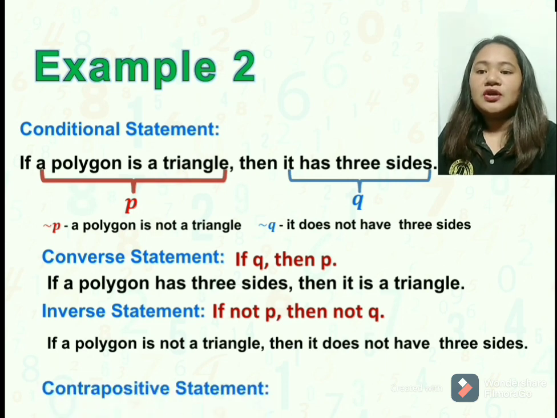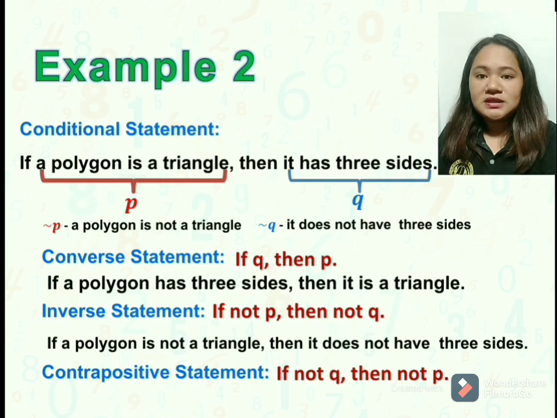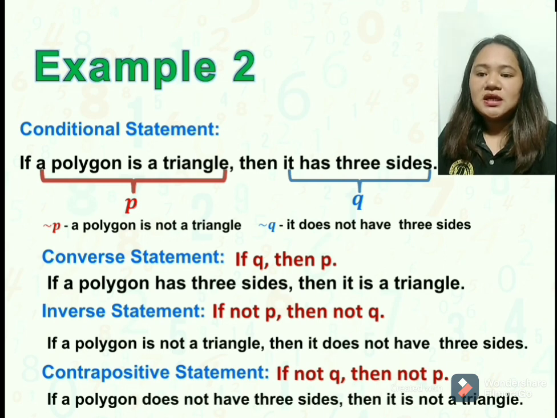And for the contrapositive statement, the format is, if not Q, then not P. Our statement is, if a polygon does not have 3 sides, then it is not a triangle.